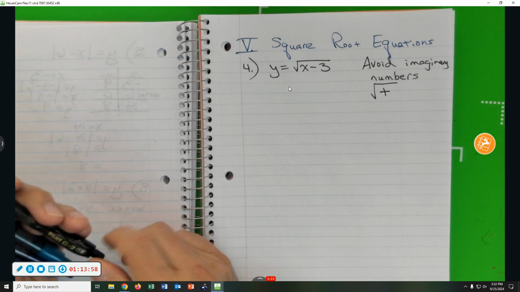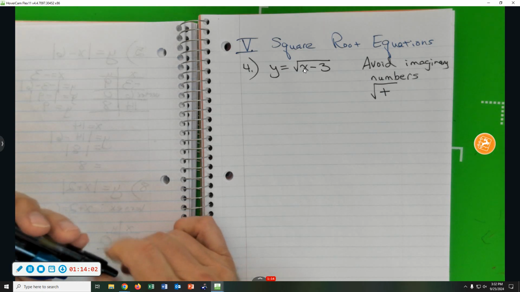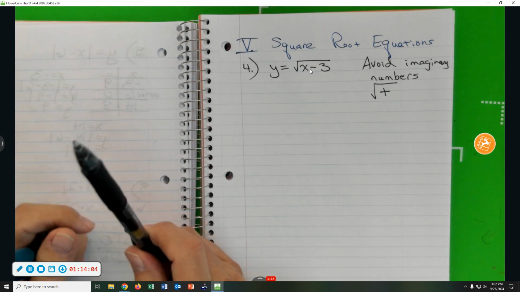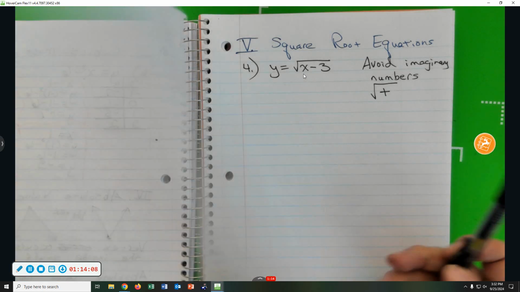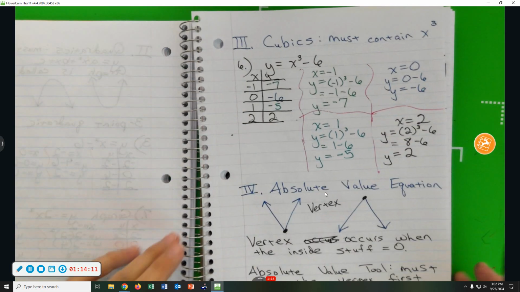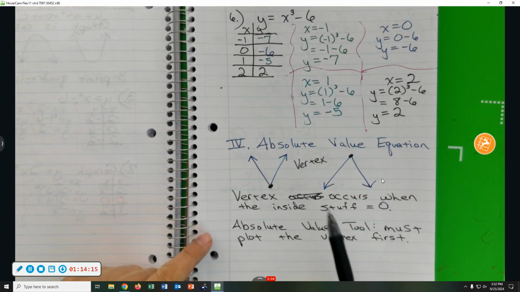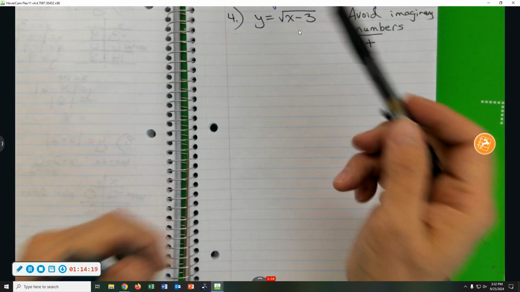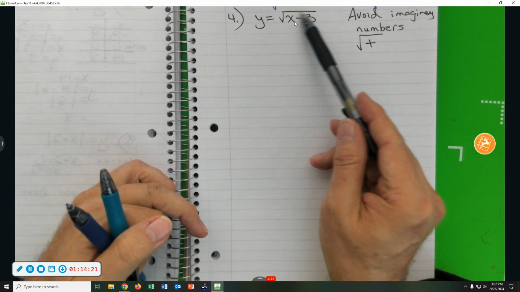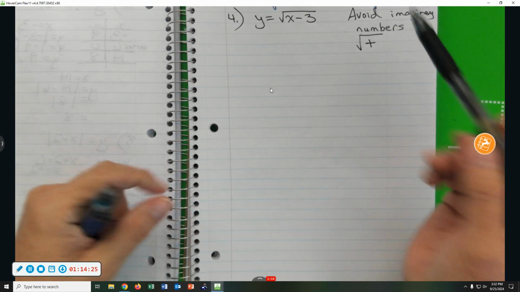Can we plug in 0? I love to plug in 0. Can we use 0? No. To get the starting point on the graph, do the same thing you did over here for absolute values to find the vertex. To find the vertex of an absolute value, you ask, when's the inside stuff equal to 0? Ask yourself the same thing here. When is that inside stuff equal to 0? That'll get you a starting point.